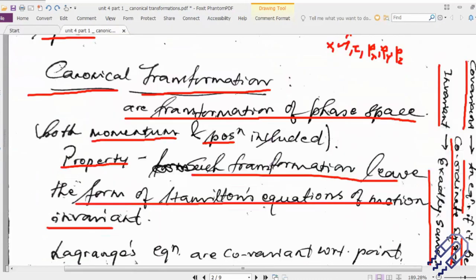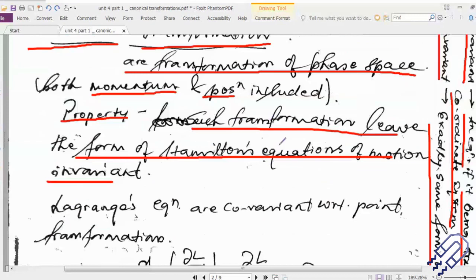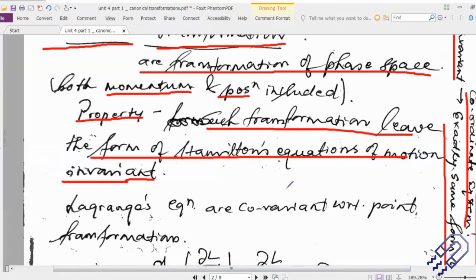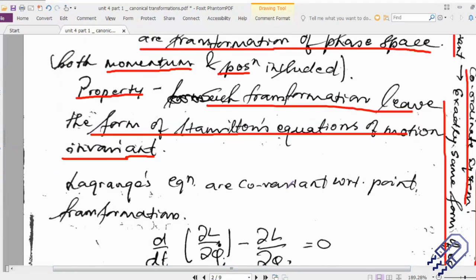So once you know what is covariant and invariant, we can just go back to this. Such a transformation leaves the form of Hamilton's equation of motion invariant. That means the form of the equation does not change. That is very important. The form of the equation will not change, and that is what canonical transformation is all about.